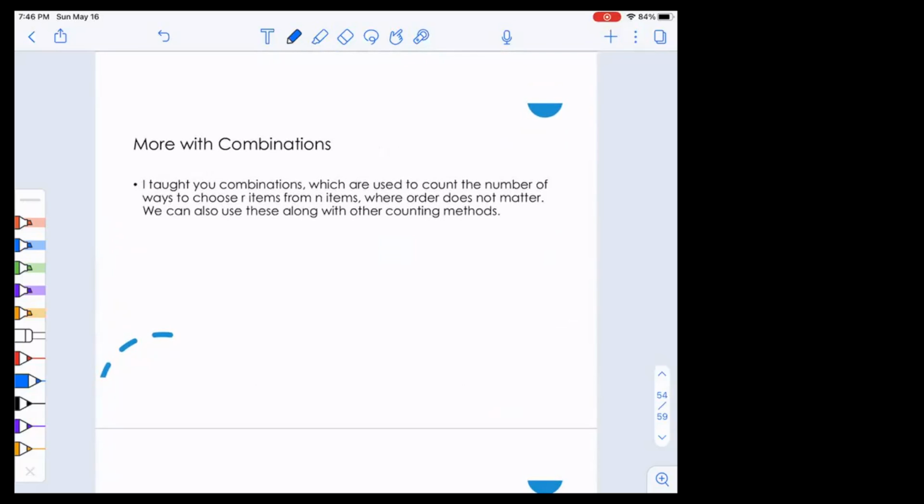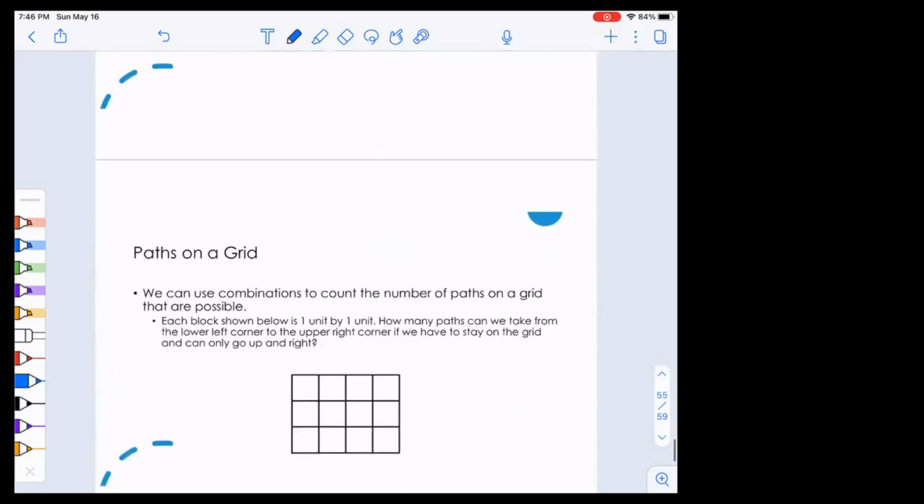So I have some more info with combinations here. Basically, you can count the number of ways to choose R items from N, but you can also use this along with the ones we learned earlier, like permutations. We can use these with restrictions. You can use this with complementary counting, and so on and so forth.